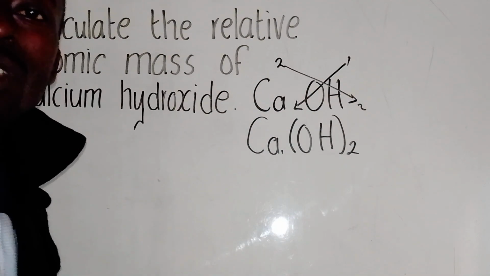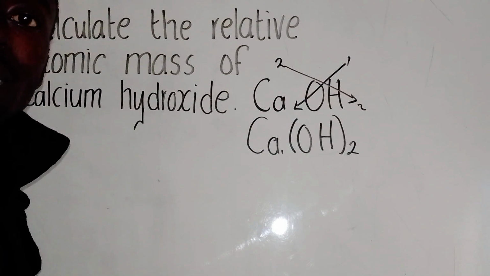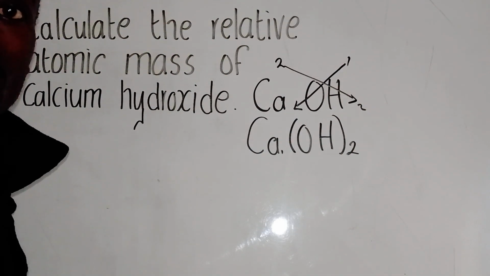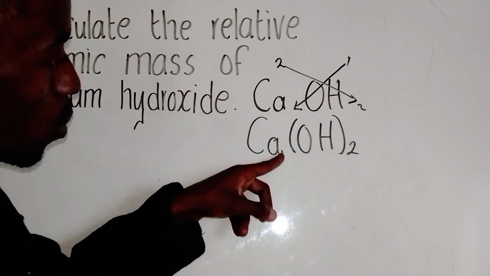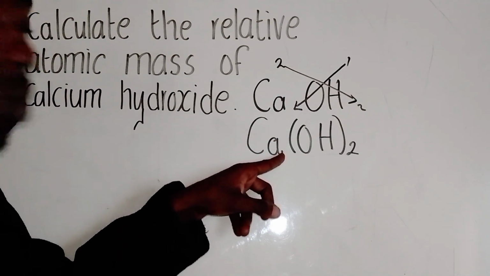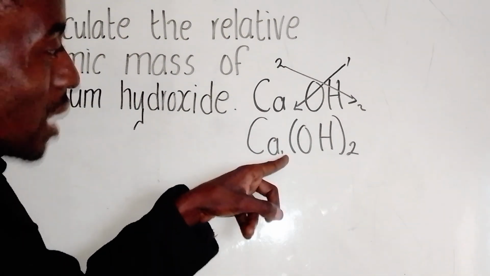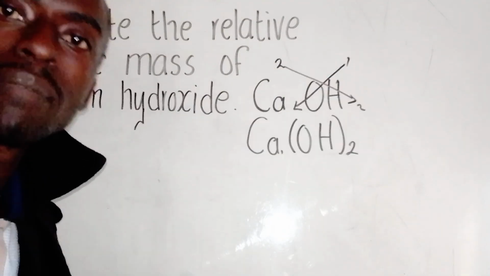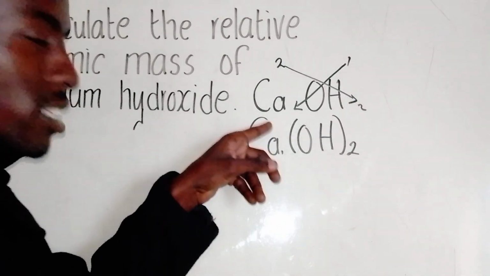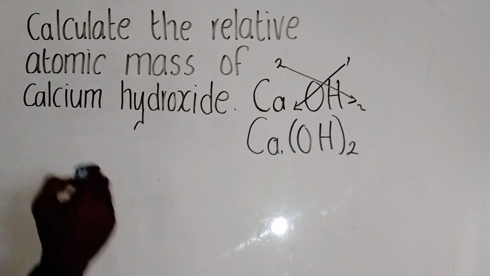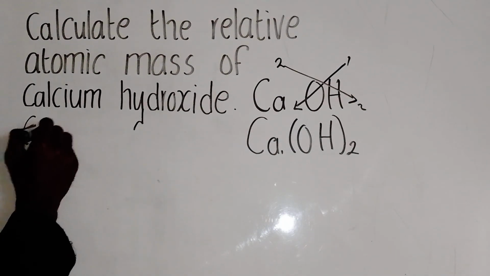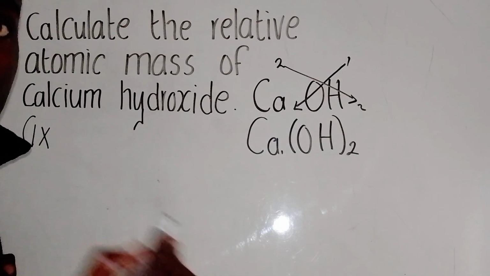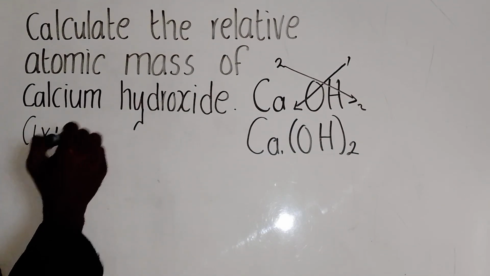The next step, what you do now, you're supposed to find the relative atomic mass. So how can you do it? You say 1, which is here, which is the 1 atom of calcium, times the mass for calcium on the periodic table. So you say 1 times the mass. Now the mass for calcium on the periodic table is 40. So here you put 40 like this.